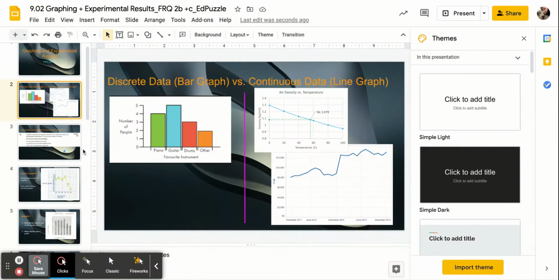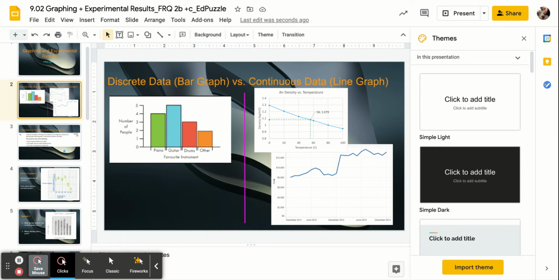So remember that we talked really quickly the other day about how you need to choose whether your graph in this section is going to be discrete data or continuous data, and that will determine whether you are using a bar or line graph. Sometimes it's really obvious, sometimes it's not quite as obvious, but you will lose a point if you do not graph the correct way. So I want to just make sure that we're really clear on this.